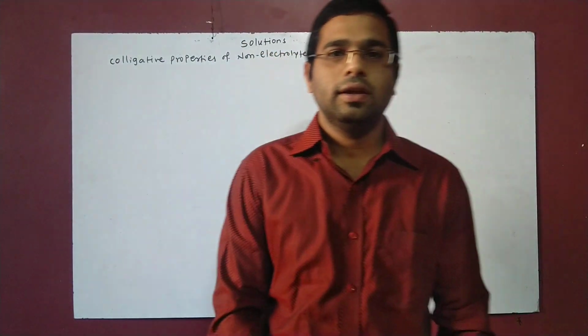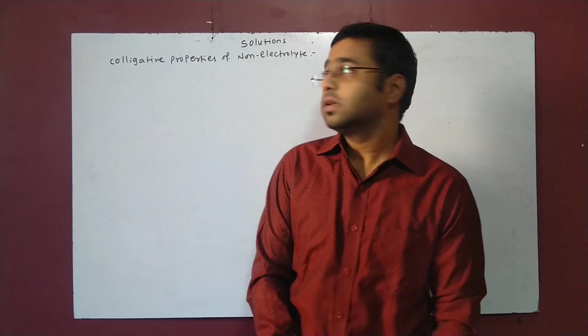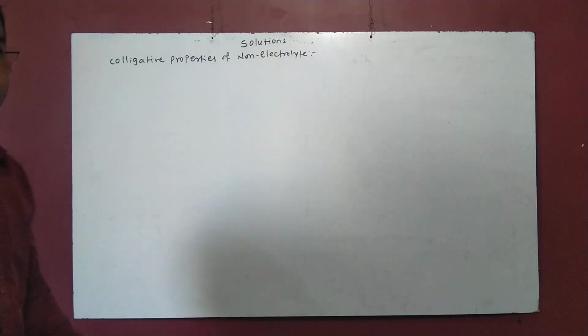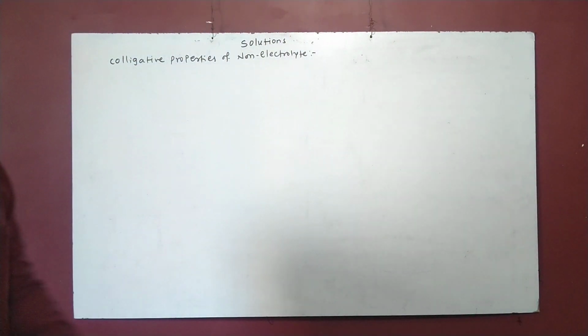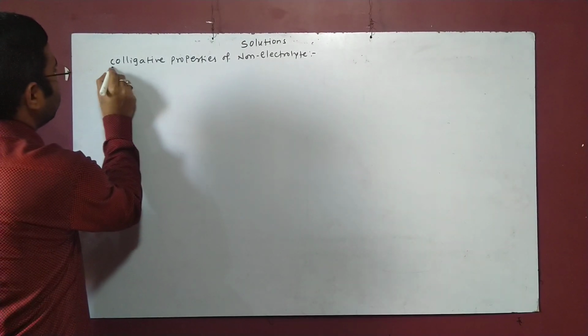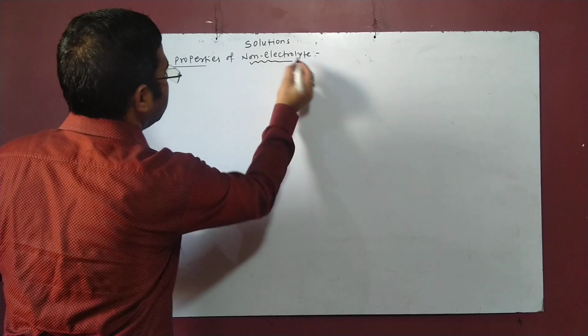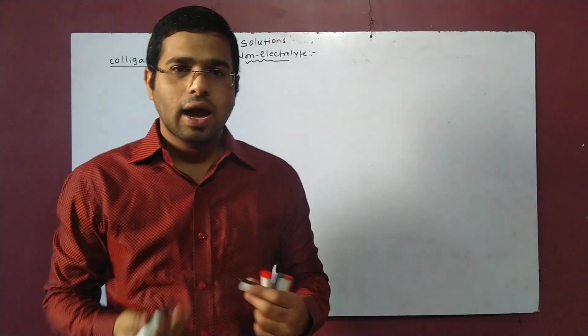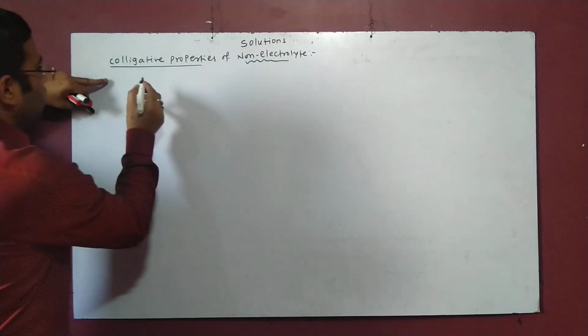Solution part 3. In this lecture we will discuss colligative properties of non-electrolytes. We have completed ideal and non-ideal solutions and their types, positive and negative deviations. Now, colligative properties of non-electrolytes. Non-electrolytes are solutes which don't dissociate into ions. Now what are colligative properties?